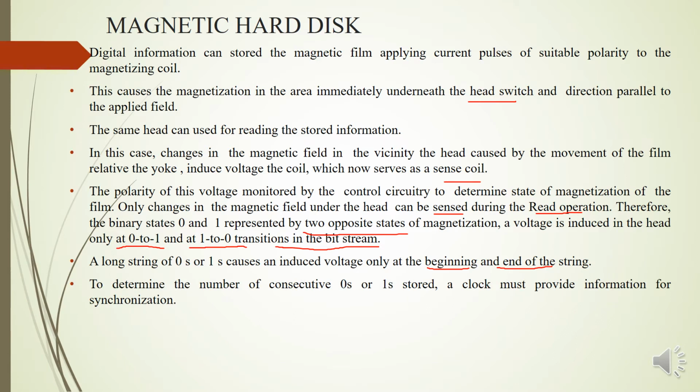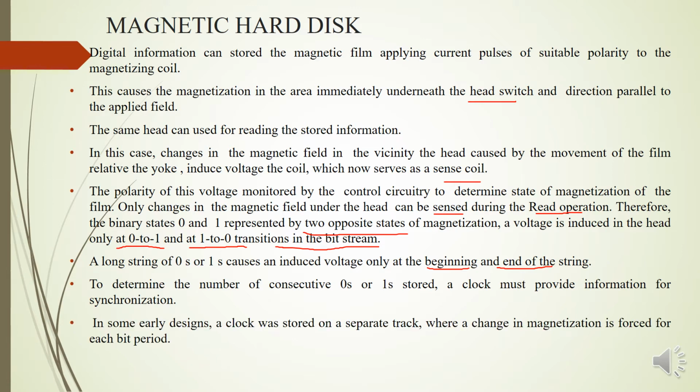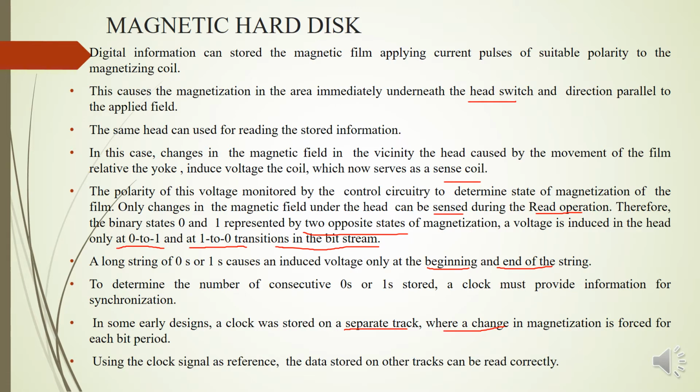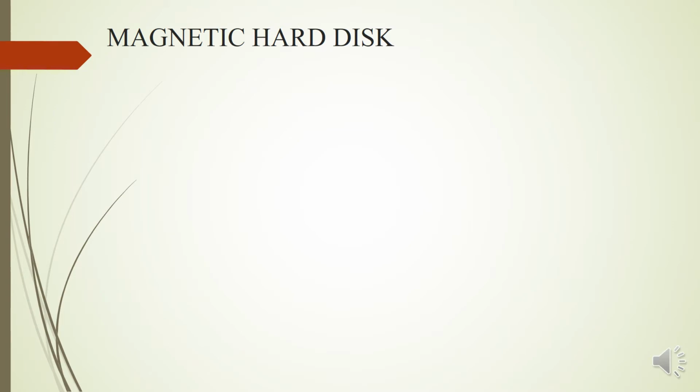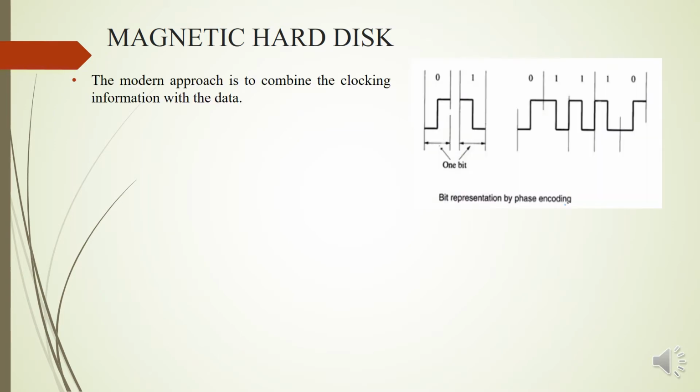To determine the number of consecutive zeros or ones stored on the magnetic disk, a clock must be provided along with the information in a synchronization fashion. In some early designs, the clock was stored on a separate track where a change in magnetization is forced for each bit period. Using the clock signal as a reference, the data stored on the tracks can be read correctly. In the modern approach, the clock information is combined with the data.